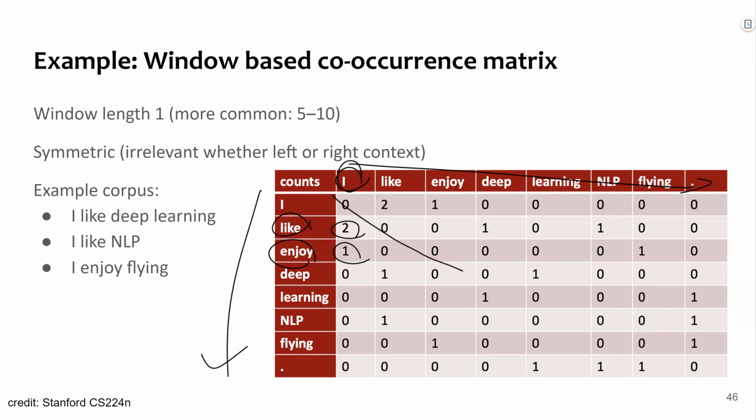And this matrix is inherently symmetric. So the co-occurrence matrix is a symmetric matrix. This 2 has 2 here, 1 here, like this. It is very simple. You just need to count the co-occurrence of words.